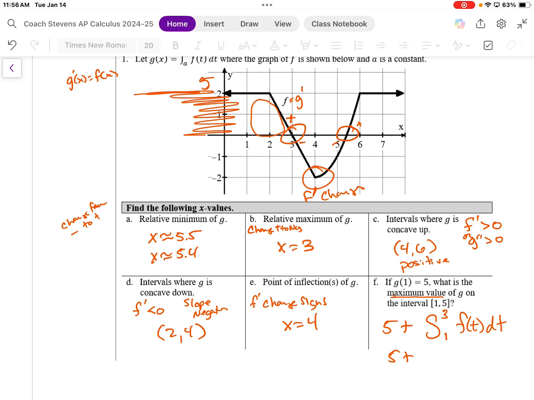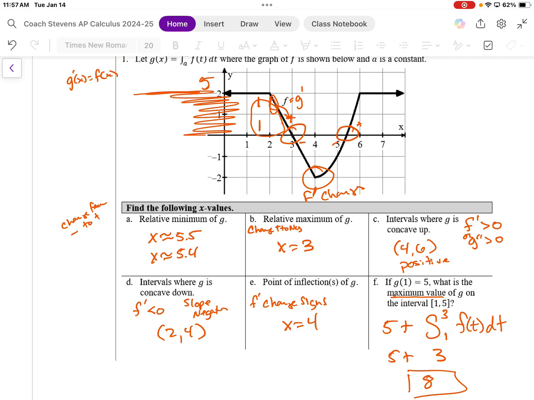So we get to go one whole unit here, another whole unit. And doesn't it look like this little piece here kind of fits into that missing piece? So it looks like we're adding 3 for that little part there. So our maximum value would be 8. And that's it on that part.